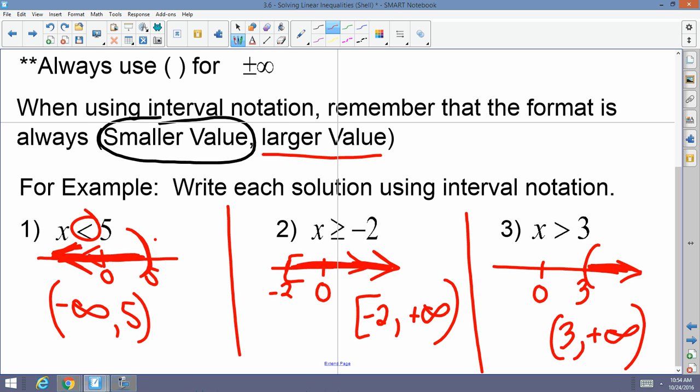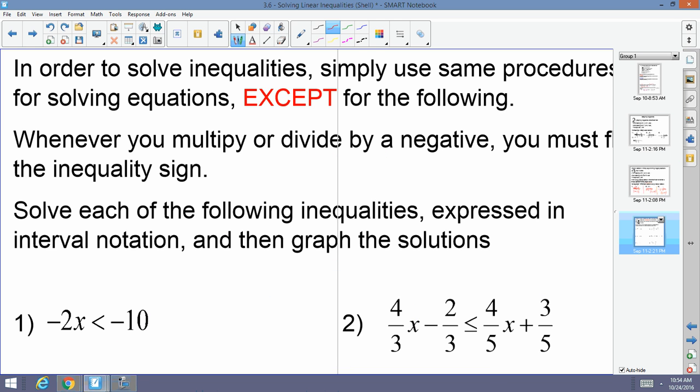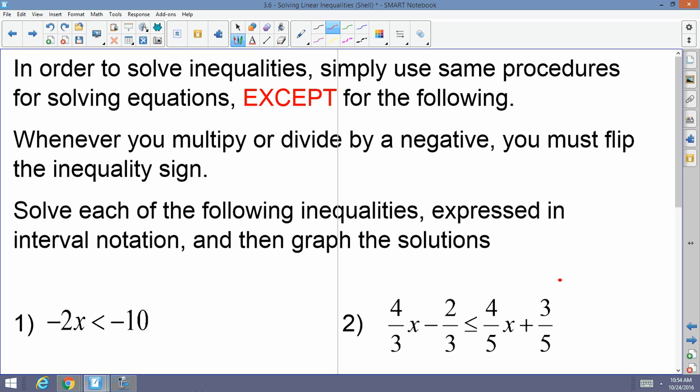All right, now, the easy part, guys. In order to solve inequalities, simply use the same procedures for solving equations, except for the following. Whenever you multiply or divide by a negative, you must flip the inequality sign. But remember, it's multiplying by a negative, not to a negative. Big difference.